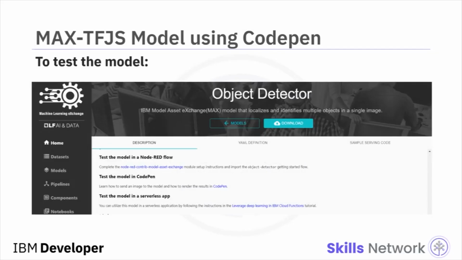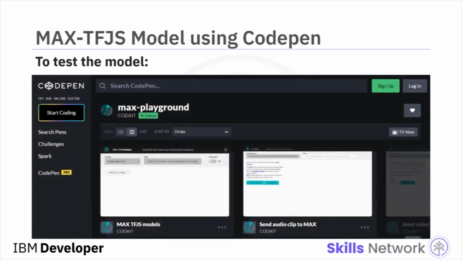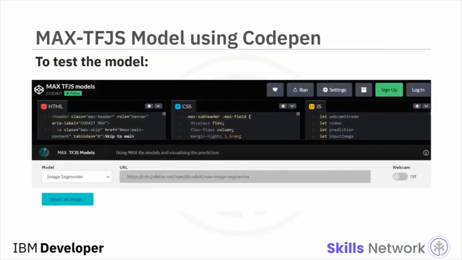On the Max Object Detector page, select CodePen. CodePen is an online tool used for developers to edit front-end languages like HTML, JavaScript, and CSS. You will be redirected to the CodePen page where you can select Max TensorFlow.js model. This model is trained to identify objects in an image and assigns each pixel of the image to a particular object. Here you can upload different images of a person, dog, cat, truck, or car. The model was previously trained on labeled images, so now it can recognize images even when they are not labeled.